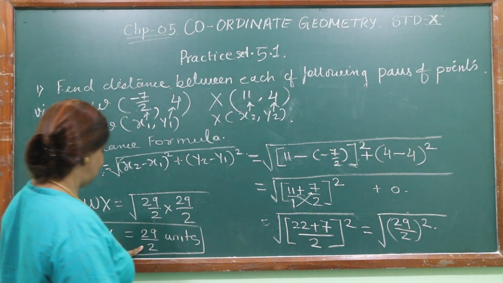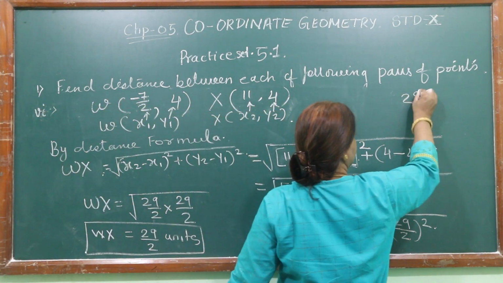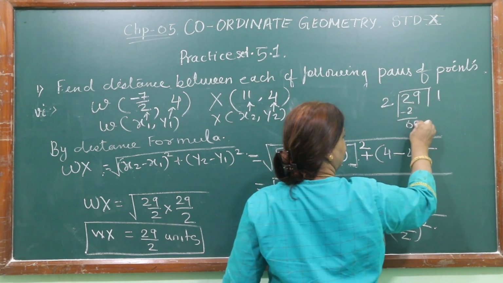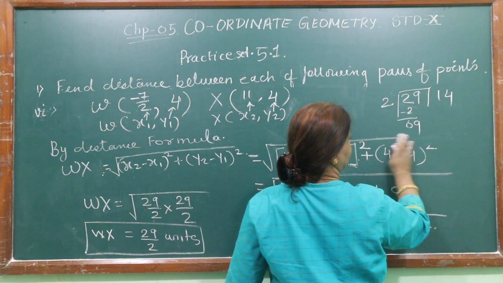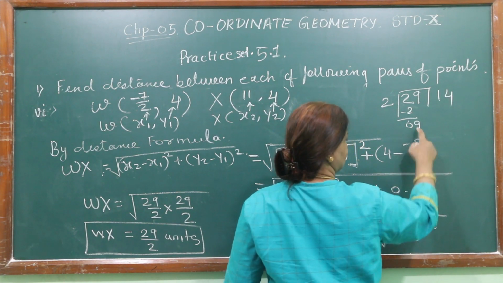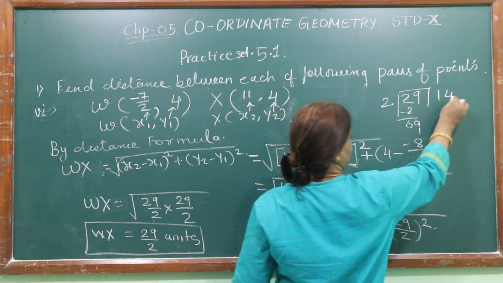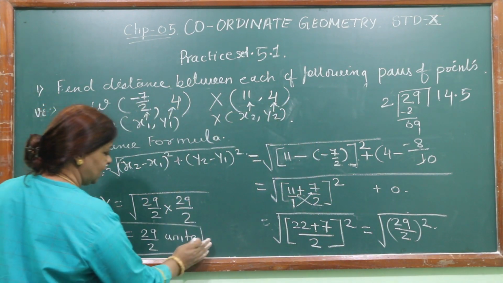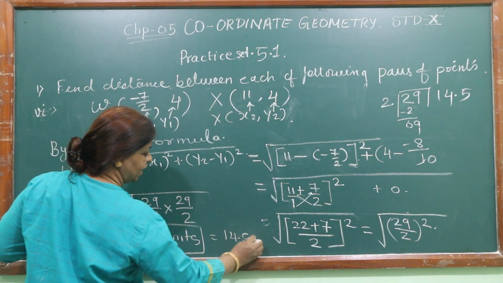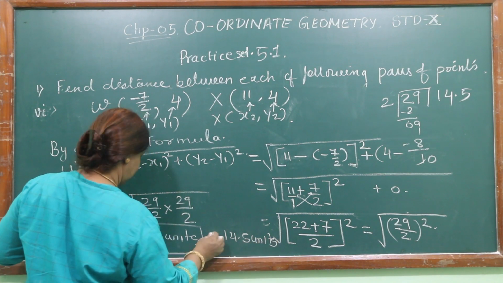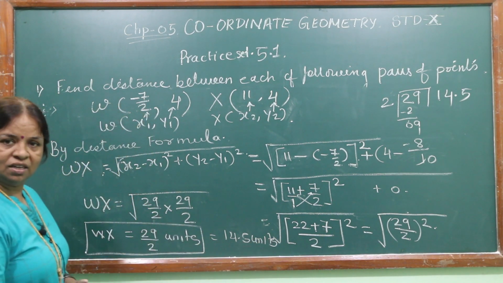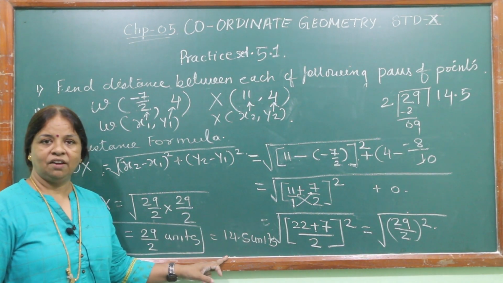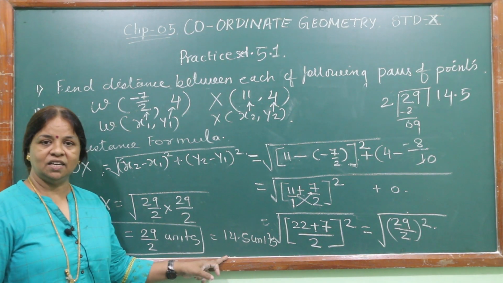29 upon 2, you can divide, children, here. 29 divided by 2, 2 ones are 2 and 9, 2 fours are 8, 9 minus 8 is 1, then 0.25 are, so 14.5. You are getting it as 14.5 units. Wherever it is like this fraction, you can divide and you can solve. You can pause the video and you can solve the sum, children. And for the further sums, you will be getting it in the next video, children.